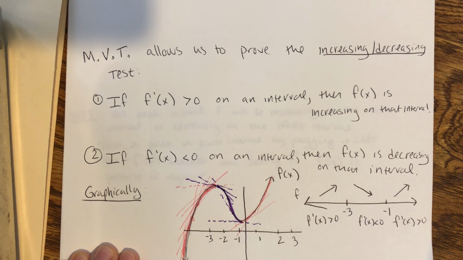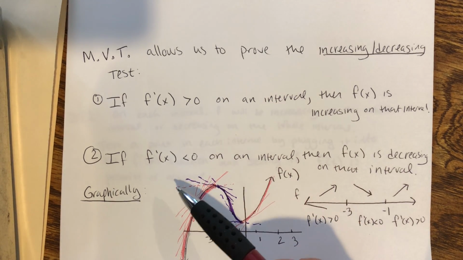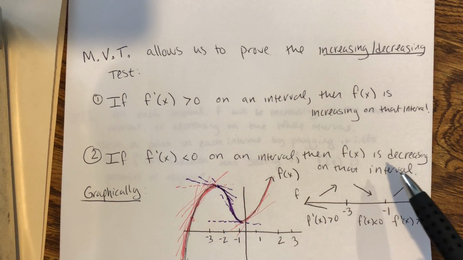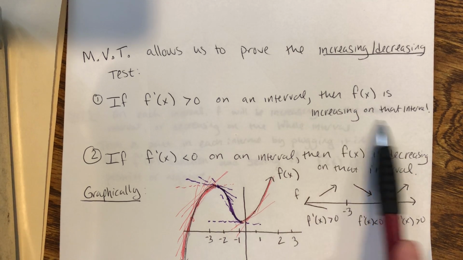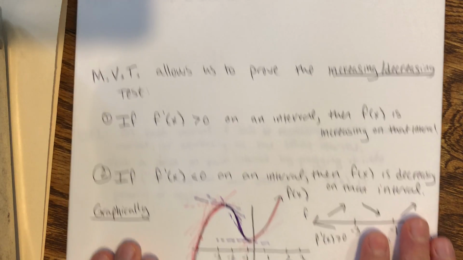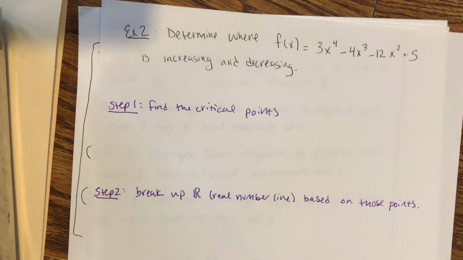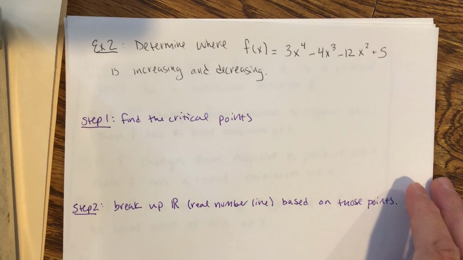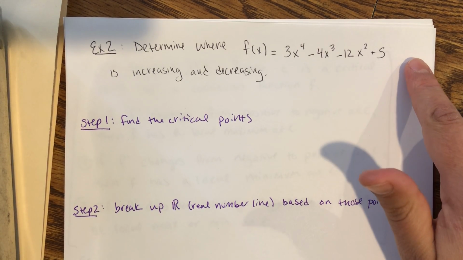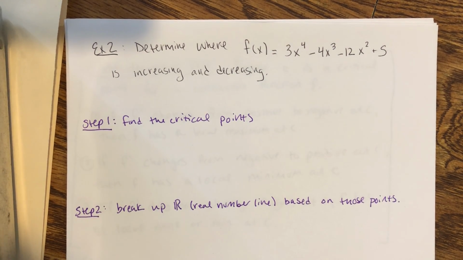So the increasing and decreasing test tells us that if we can figure out where our derivative is positive or negative, then that'll tell us where our original function is increasing and decreasing. And this can be really useful when we're trying to graph different types of functions. So let's look at an example. We're going to try to determine where this function, this is a quartic function, it's to the 4th power, 3x to the 4th minus 4x cubed minus 12x squared plus 5, is increasing and decreasing. And I'll walk you through the steps on this one here.